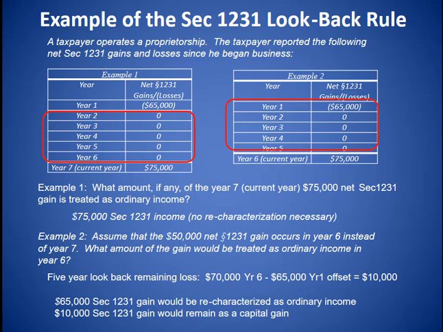In using the 5-year look-back rule, if we had any losses claimed within those 5 years previously, we would have to net those losses against the gain. In this case, we had a loss in year 1 of $65,000, and that was fully deductible against ordinary income, being a proprietorship.